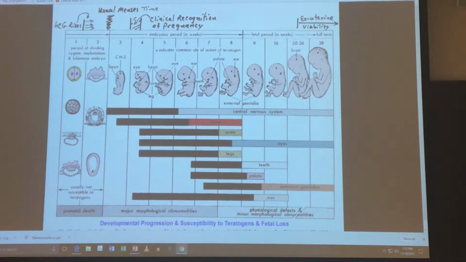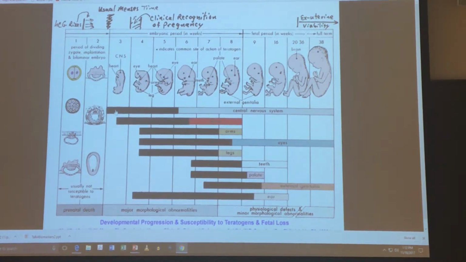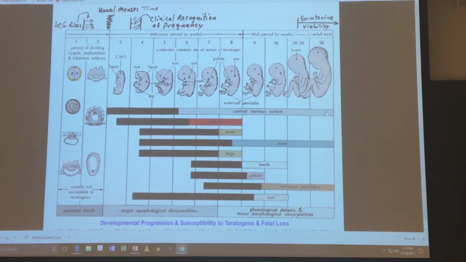Note you've got various systems that develop at different times and in different rates. The central nervous system is beginning to develop down here, and it continues to develop not just to here, but way out beyond that, and probably to the mid-20s in males, and at least the late teens to early 20s in females.